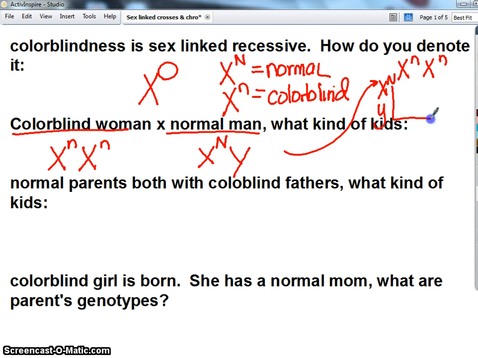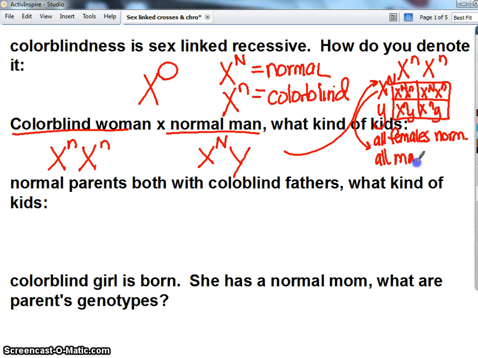N, Y. And on a sex-linked cross, you want to separate the boys from the girls. Don't just tell me 3/4 have colorblind or whatever. You want to say how many of the females and then how many of the males. So in this case, X big N, X little n, X big N, X little n. All of our females are normal. And then our males, X little n, Y, X little n, Y. All of our males will be colorblind.